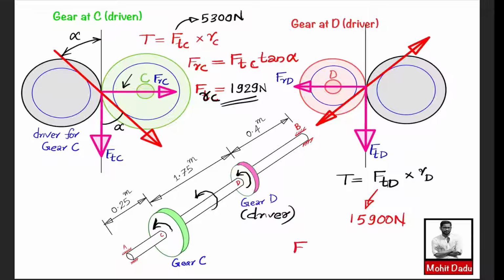And in a similar way, you can find the FRD. FRD is equal to FTD into tan alpha, so you can obtain this value of FRD also. You will be getting FRD as 5,787 Newton. Now you are having all the force components, that is radial and tangential components at both of these positions. Now you can draw the different loading diagrams and find the net bending moment. So we'll be seeing that in the next.